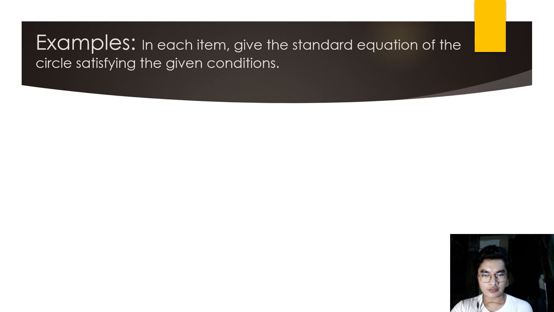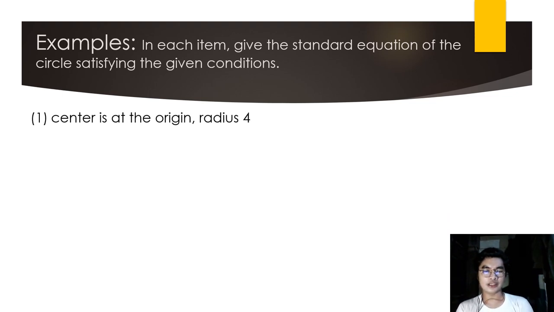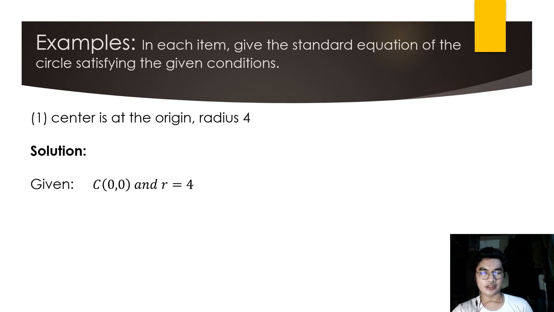In each item, give the standard equation of the circle satisfying the given condition. Number 1: center is at the origin and the radius is 4. So this is the solution. From the given, the center is at the origin, so the center is (0, 0), and the radius is equal to 4. Since the center of the circle is (0, 0), we're going to use x squared plus y squared equals r squared.